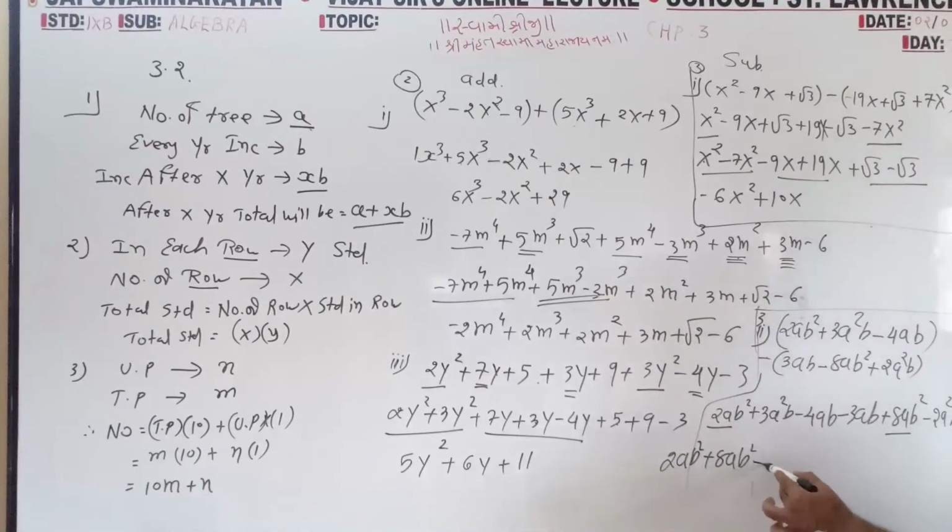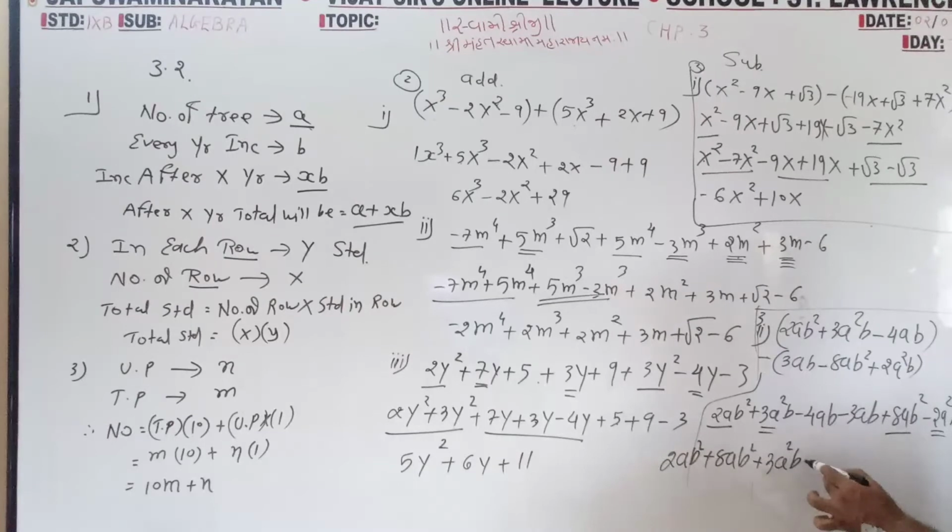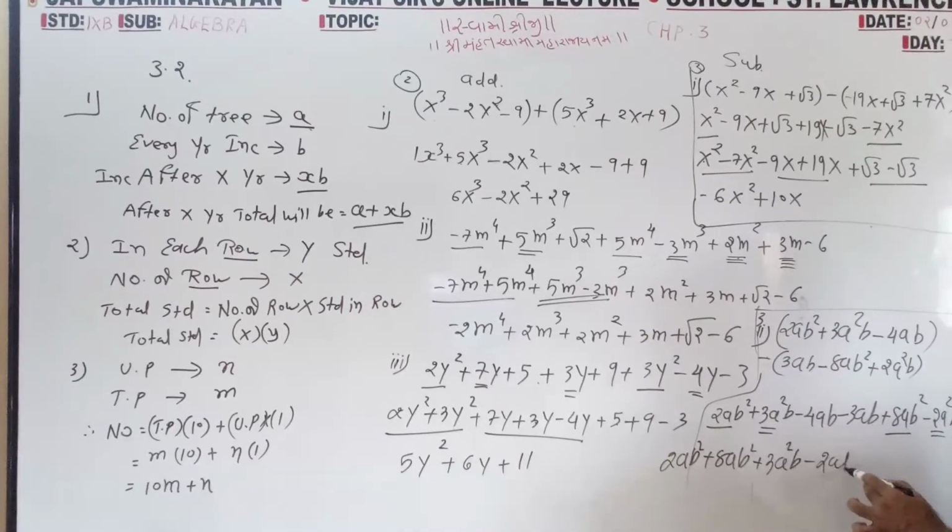Now a square b, with the rhythmic sign. Now only ab.